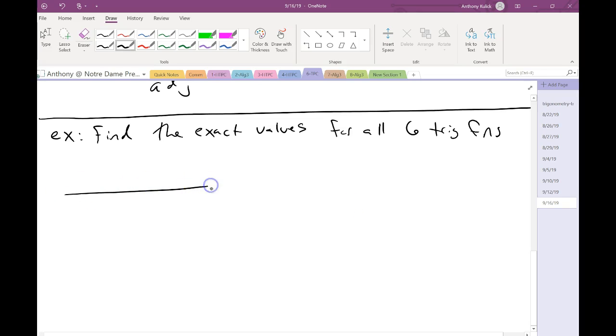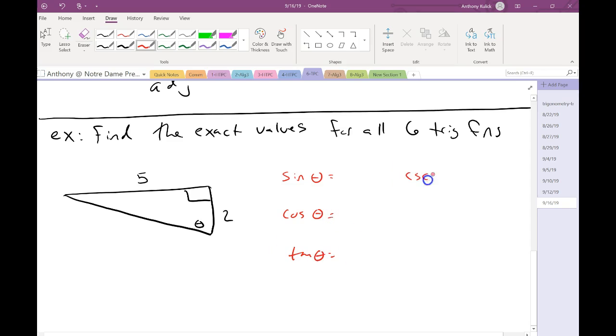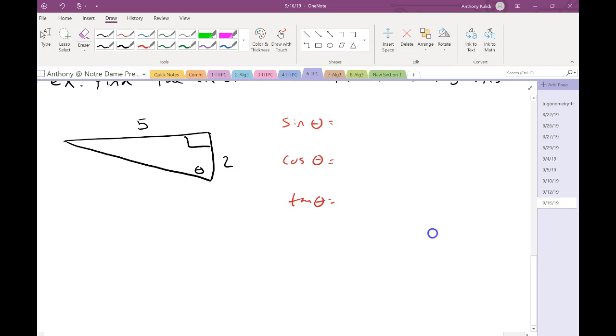So let's say that we're given this triangle and we're asked to find the exact values for all 6 of these trig functions. So I want sine theta, cosine theta, tangent theta, cosecant theta, actually probably should write it this way, secant theta, and then cotangent theta.